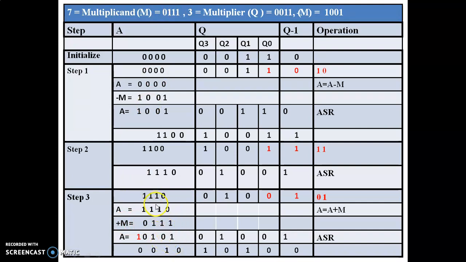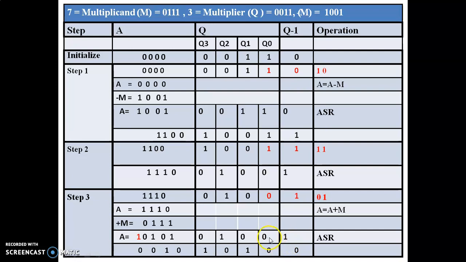0 plus 1 is 1. 1 plus 1 is 0 with 1 carry. 1 plus 1 plus 1 is 1 with 1 carry. 1 plus 1 is 0 with 1 carry. So here you get 1 carry. But here, after you get 1 carry, you will discard this carry. After discarding this carry, you will perform arithmetic shift right.